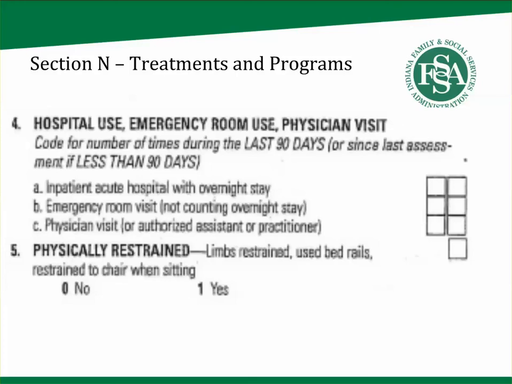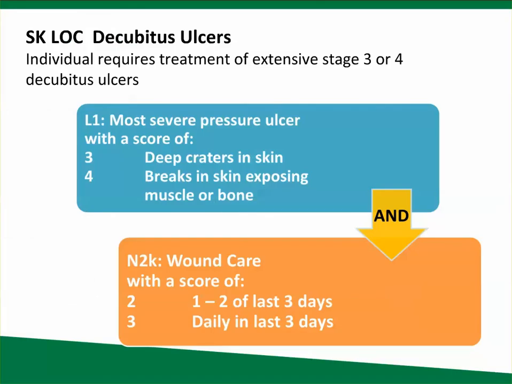Our last question here looks at physically restrained. Here, the person's limbs were restrained, the person was restrained to their chair when sitting, or the person was in a chair that prevented them from rising. And this is assessed regardless of the stated intent. So it may be done for that person's safety. However, even if it has been done, you would still capture it here in this system.